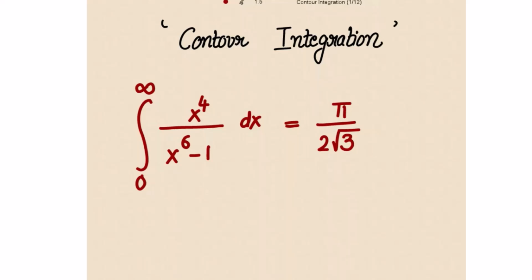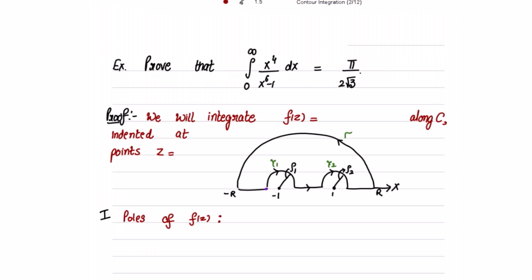Contour integration. The integral from 0 to infinity of x to the power 4 over x to the power 6 minus 1 dx is equal to pi over 2 root 3. So we will integrate our function f(z) equal to z to the power 4 over z to the power 6 minus 1, just writing the function in terms of z along the contour C, which is indented at points.